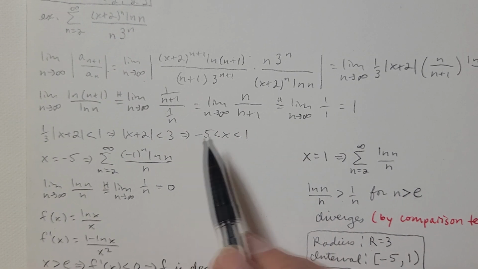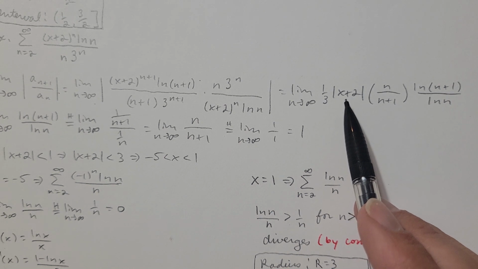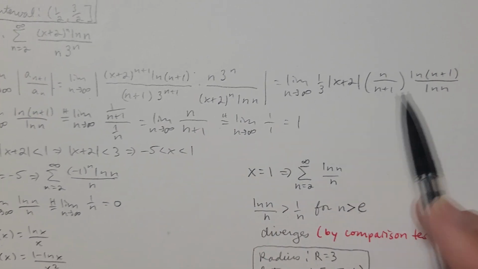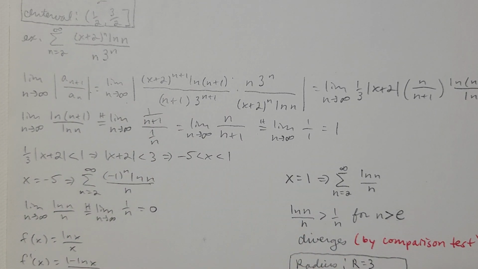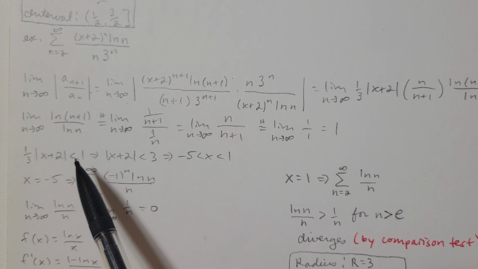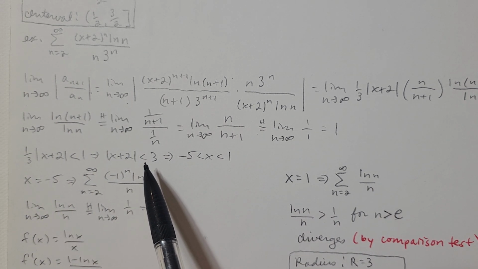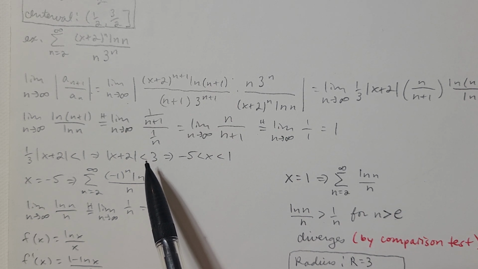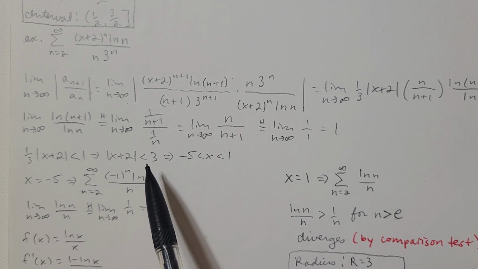So I just need to know when 1/3 times the absolute value of x plus 2 is less than 1 to know when this series is going to be absolutely convergent. Okay, if we multiply both sides of this inequality by 3, and then use the definition for removing the absolute value bars, x plus 2 is between -3 and +3.